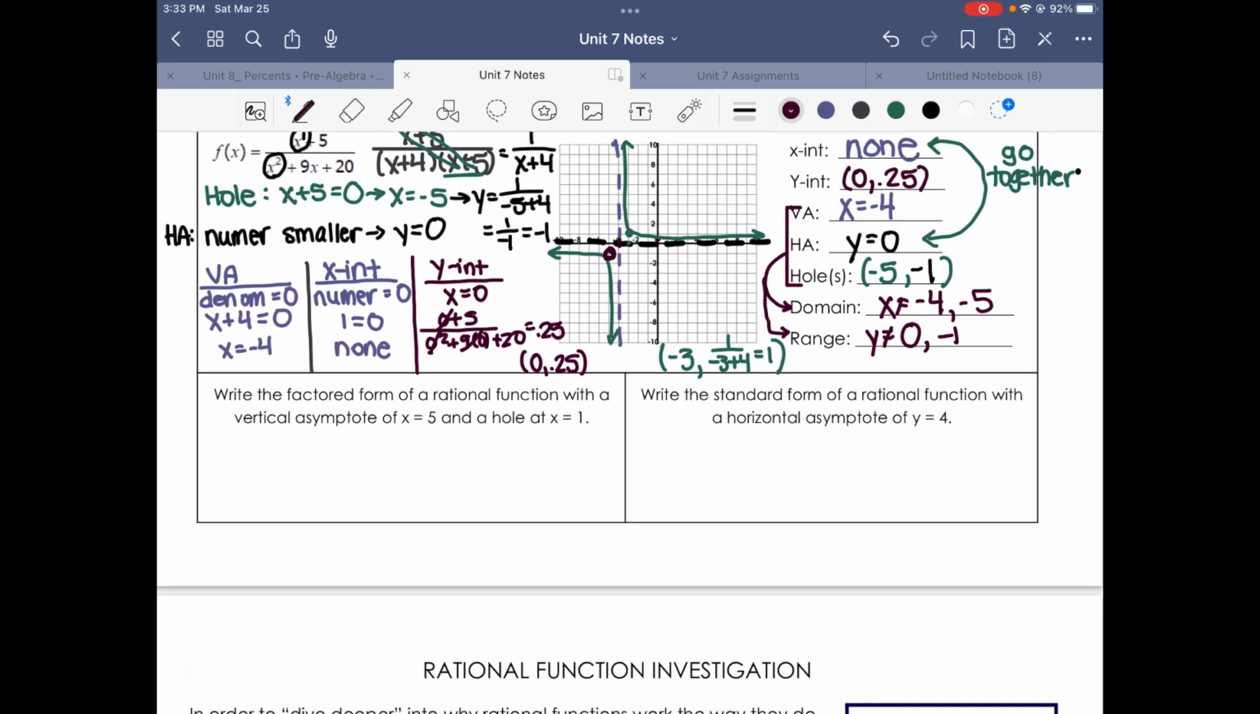Okay, the last two are really here to just help us kind of pull everything together. The first one says write the factored form. Factored means you want the parentheses. Factors go in parentheses. Of a rational function with a vertical asymptote of x equals 5. If x equals 5, that means that the factor would have been x minus 5, because you would have added 5 to the other side to solve for x. And vertical asymptotes come from the denominator. So the denominator of this fraction needs to have an x minus 5 on it.